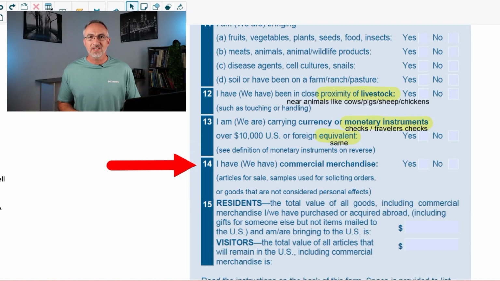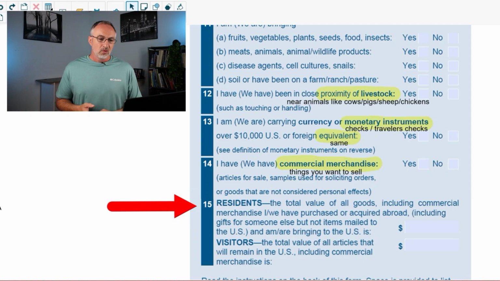Number 14, I have, or we have, commercial merchandise, articles for sale, samples used for soliciting orders, or goods that are not considered personal effects. So when we say commercial merchandise, that's exactly what we mean. Something that you want to sell to other people, right? So you want to publicly sell things to other people. And again, for each of these questions, you're going to choose yes or you're going to choose no.